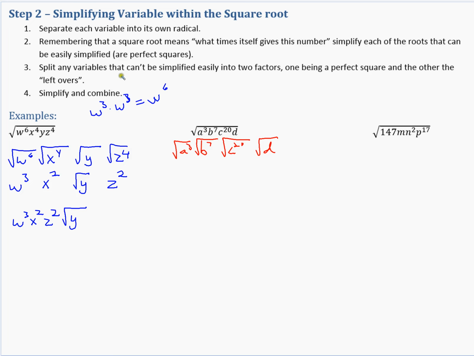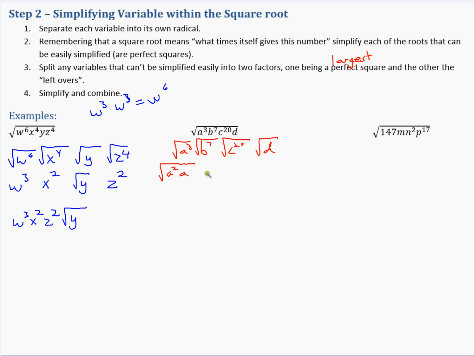So what we're going to do is split any variables that can't be simplified easily into 2 factors. One being a perfect square, and really the largest perfect square that we can use, and the other the leftovers, and I'll explain what that is. So a cubed is not a perfect square, but a squared is. We can take the square root of a squared. So we're going to write a squared times a.